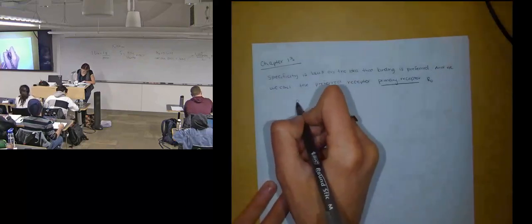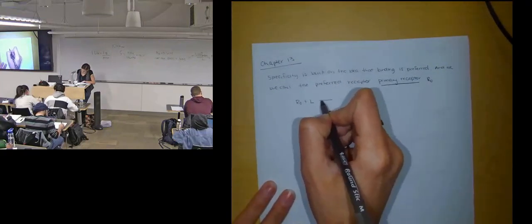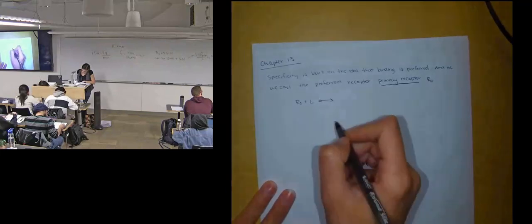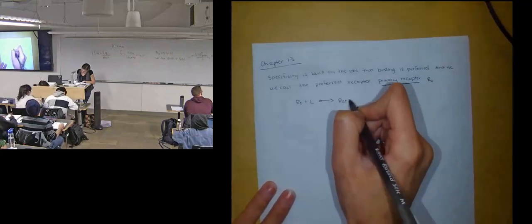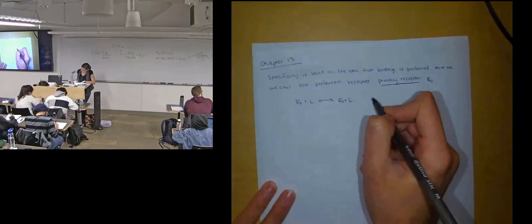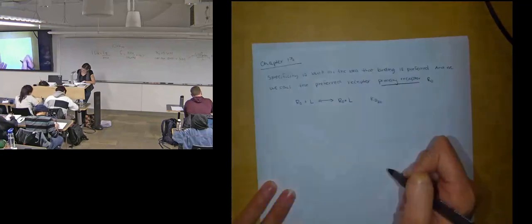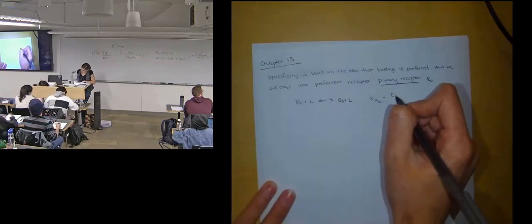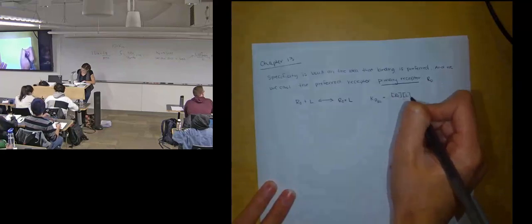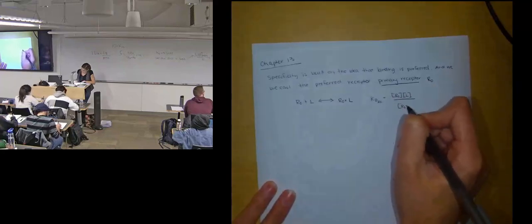Okay, and so we could write this association reaction of our primary receptor. We have our ligand going to our complex, and Kd for our primary receptor is R naught, concentration of free ligand over the complex.